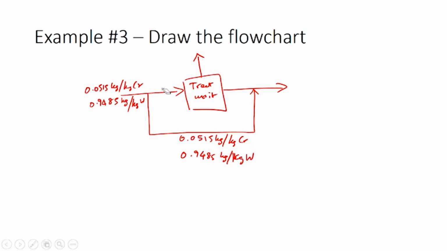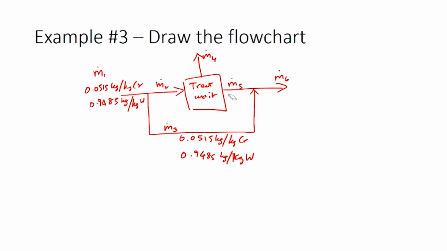So, this stream would also have the same composition. Let the flow rates be labeled as M1 dot, M2 dot, M3 dot, which is the bypass stream, M4 dot, which is the stream being sent back to the plant. You have M5 dot, which is the stream leaving the treatment unit, and the combined stream which is leaving would be M6 dot.